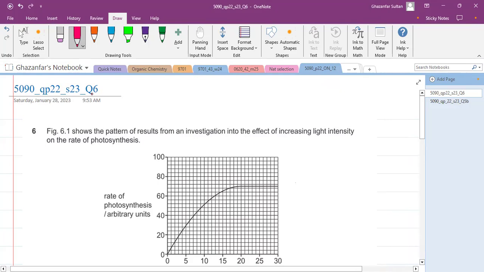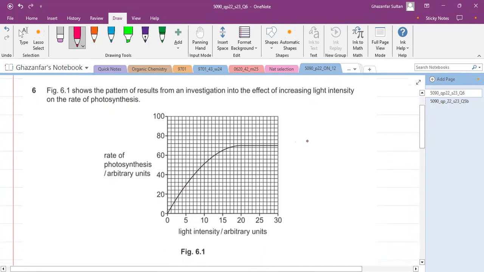This is question number 6, paper May June 23, paper 22, biology 5090. Figure 6.1 shows the pattern of results from an investigation into the effect of increasing light intensity on the rate of photosynthesis. So here you can see that the rate of photosynthesis, in arbitrary units, increases with the increase in light intensity up to what?